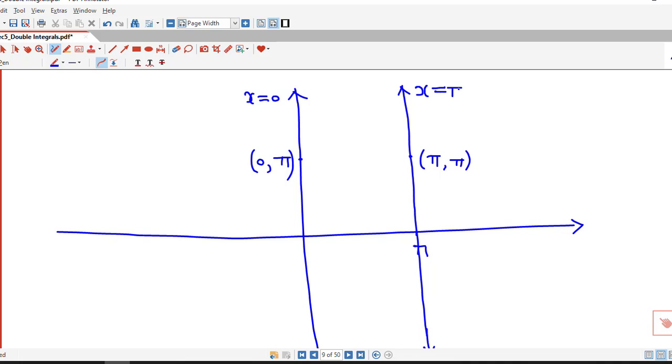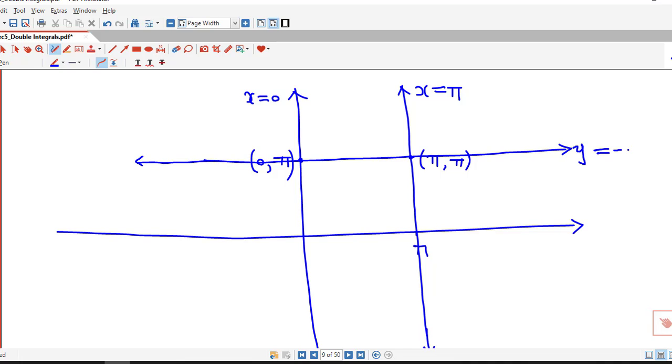So this is the line x equal to pi. Also we require the line y equal to pi. It is the line passing through these 2 points. So we sketch the horizontal line passing through these 2 points.